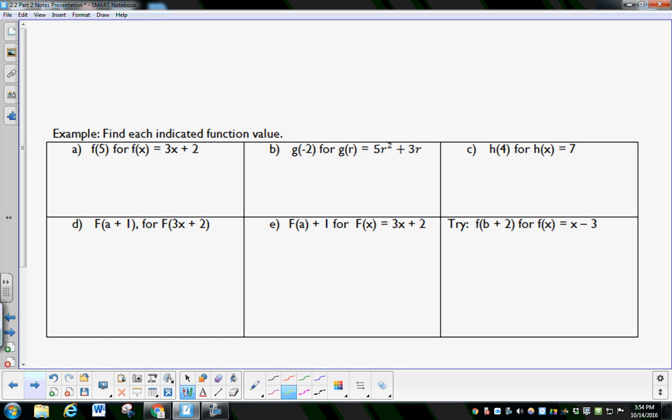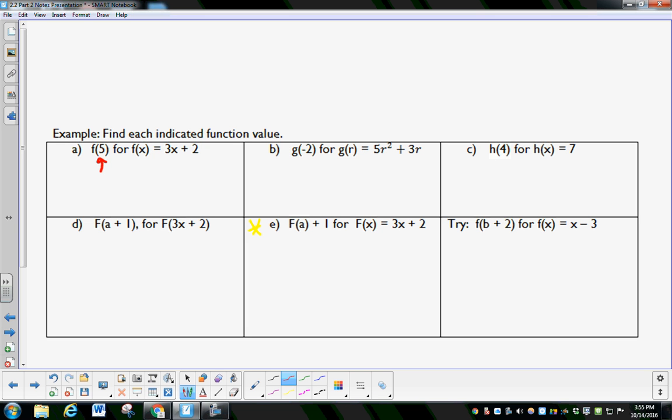So, for example, you're going to get some problems like this. It says, find each indicated function value. Really, all this does is tell you what to input into your equation, except for one, and that's letter E. That one's kind of a special one. On all of these problems, they're giving you something to input other than x.